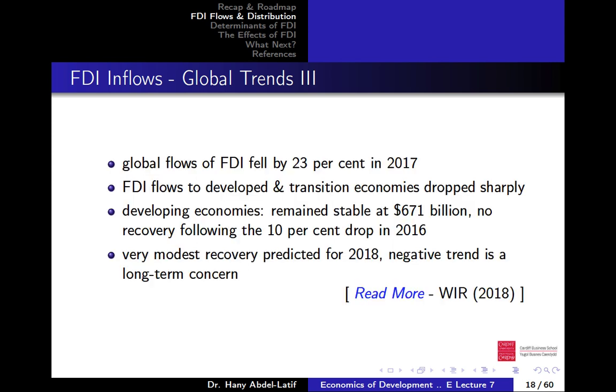So this summarizes exactly what I said now. Global flows of FDI fell by 23% in 2017, and this drop mainly happened in developed and transition economies. Developing economies' FDI inflows remained stable at $671 billion. However, this doesn't show any recovery, or it didn't recover from the 10% drop that happened in 2016, the year before.